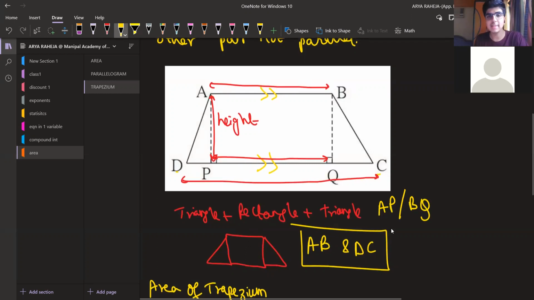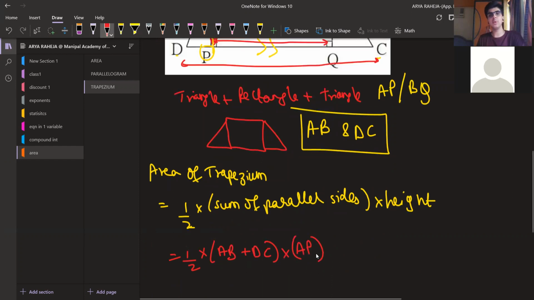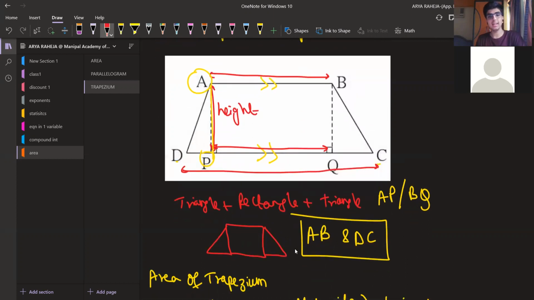So for now let's write AP. So this length from A to P is the height. So half into AB plus DC into the length of AP. Okay, now draw this whole diagram. Everyone, I want you to draw this and then write the area formula with its naming.